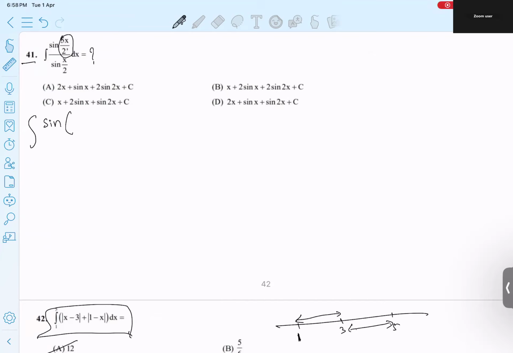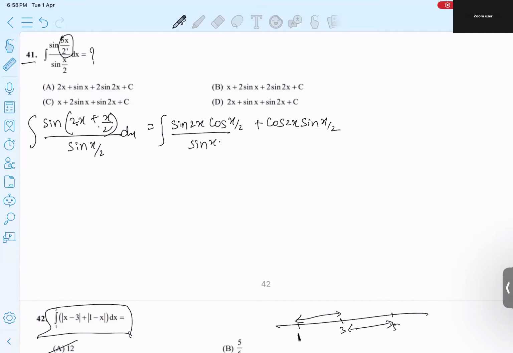This 5x by 2 can be written as 2x plus x by 2. You can cross check. If you take the LCM, you'll get 4x plus x by 2, which is 5x by 2. Denominator remains the same, and the numerator is looking like sine(A plus B). Sine(A plus B) is sine A cos B plus cos A sine B, whole divided by sine x by 2.